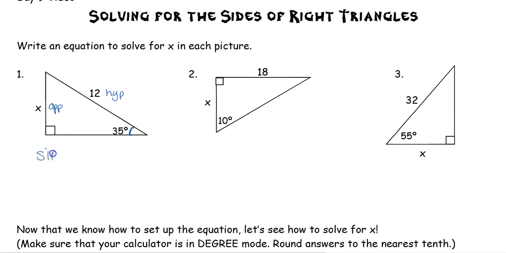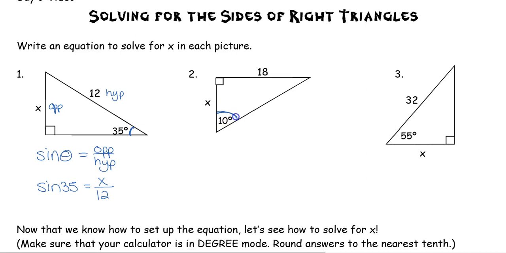So remember, sine of theta is equal to the opposite over the hypotenuse. So in this case, our angle, our reference angle, is 35. The sine of our angle is the opposite side, which is x, over the hypotenuse, which is 12. So this is the equation I would set up to solve for x. We go on to number 2.